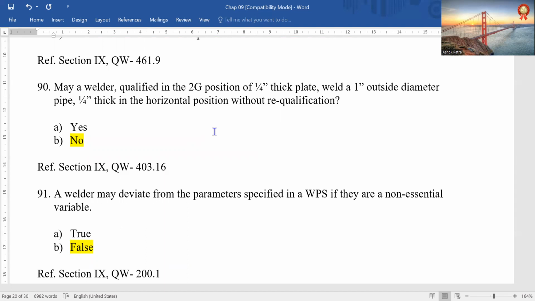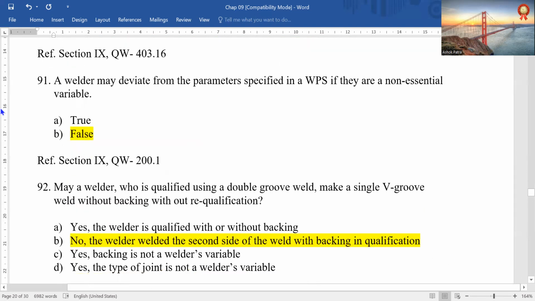The welder may deviate from parameters specified in the WPS if they are non-essential variables. False. They have to revise the WPS before attempting anything.